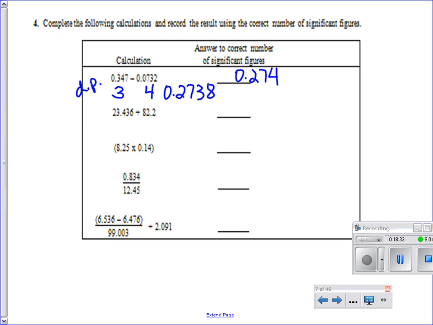Let's look at the next one. It's an addition, so we round to the least number of decimal places. Okay, I'm going to set you loose on this one. We have 3 decimal places here, 1 decimal place there. Someone holler out the correctly rounded answer for me. 105.6. Nice.